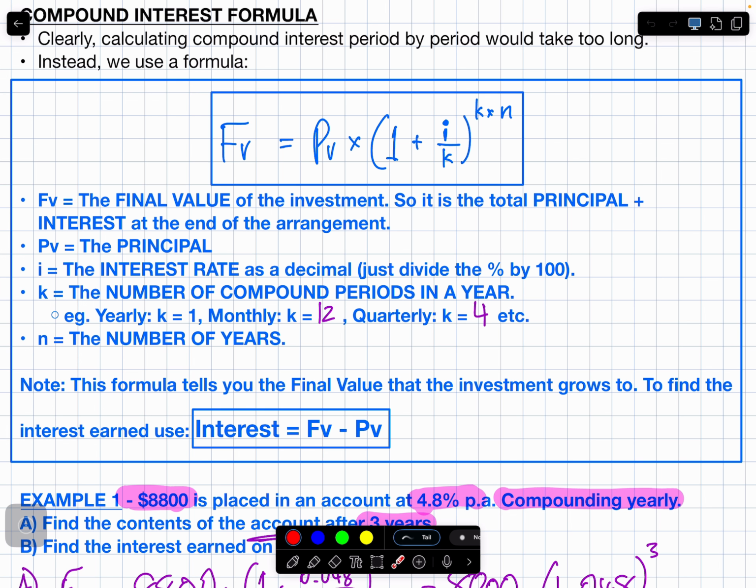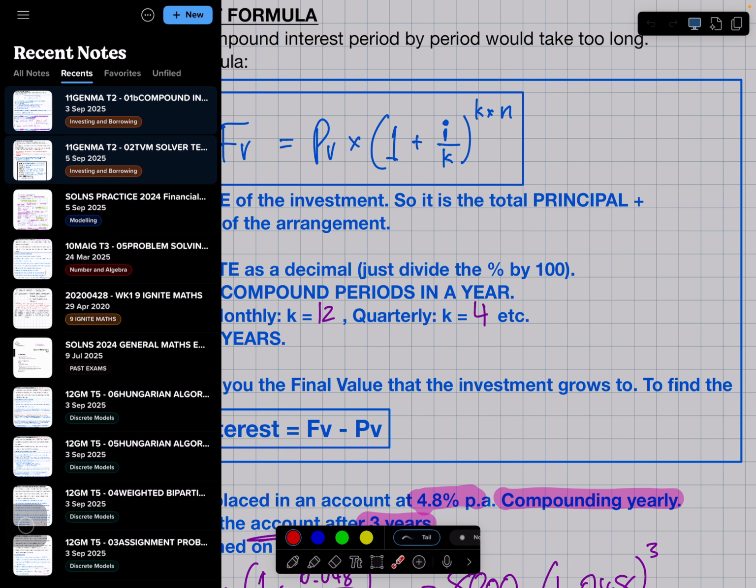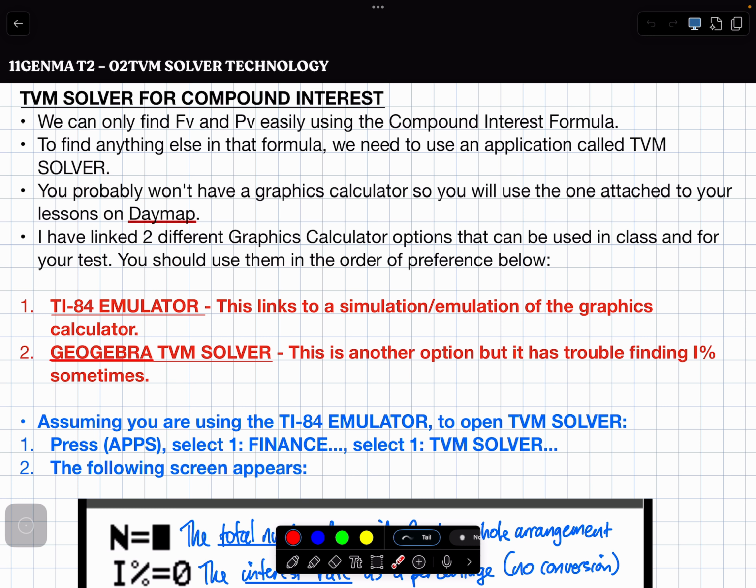I'm going to teach you about an app that you can use on a calculator that lets you work out any compound interest question, and it's called TVM Solver. So these are the notes that are in front of you right now. You're probably not going to have a graphics calculator right now. If you're going to do year 12 maths, you're going to be asked to buy one. So buy one off Gumtree or something for $30. Don't ever spend full price on one, okay?